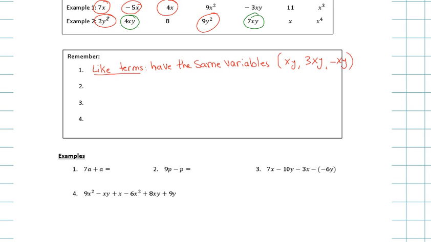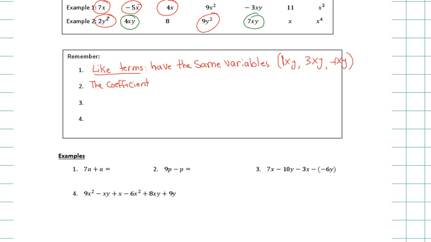Okay? The coefficient. What's the coefficient again? It's the number in front of the variable. Okay? So the coefficient for this one would be 3. The coefficient for this one would be the invisible one that you don't see. Okay? The coefficient for this one would be -1 because you don't see the one.